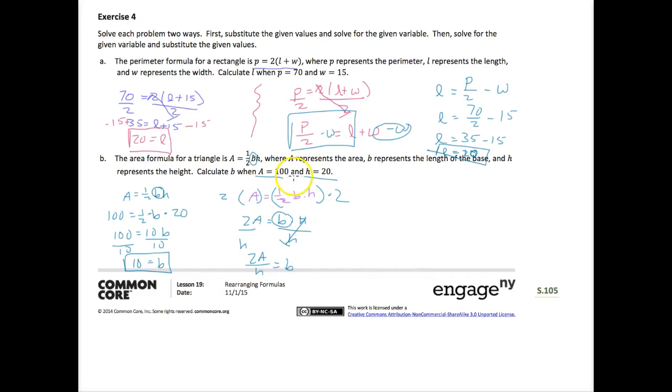All right, we know A is 100 and H is 20. 2 times 100 divided by 20 is B. This is 200 over 20 equals B, and 10 is our B. Confirmed 2 ways. Yay!